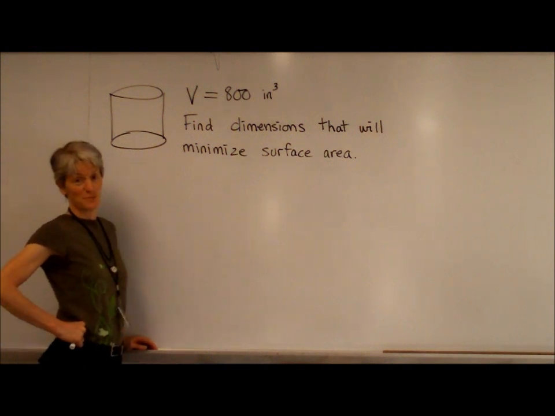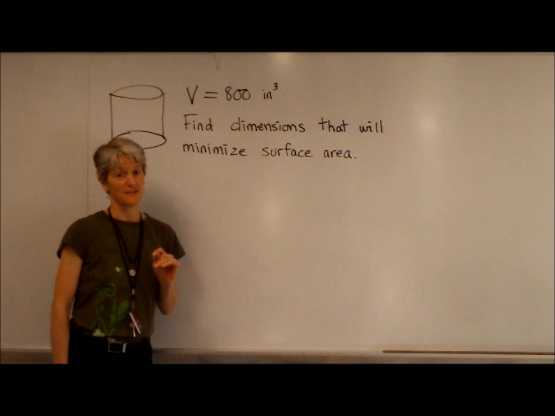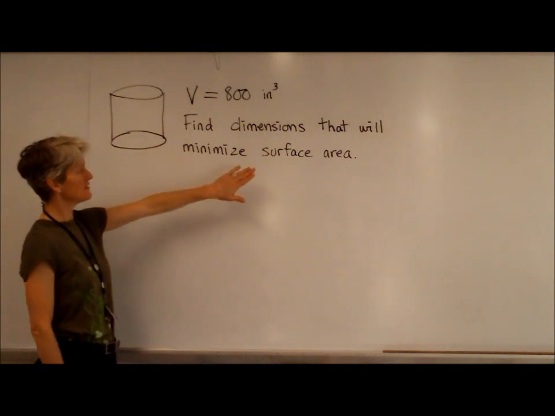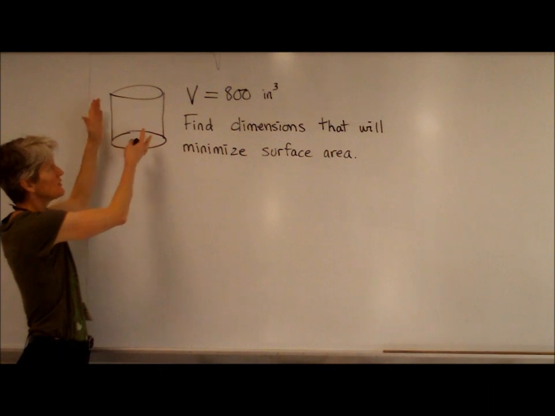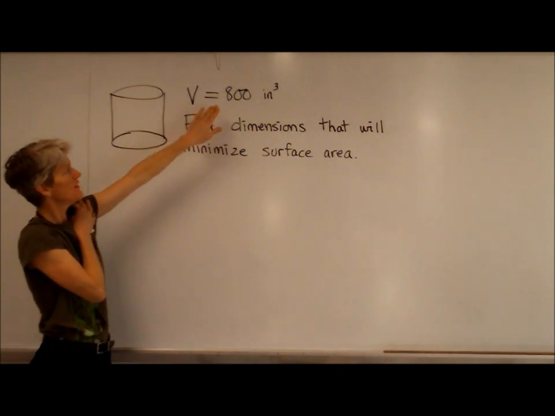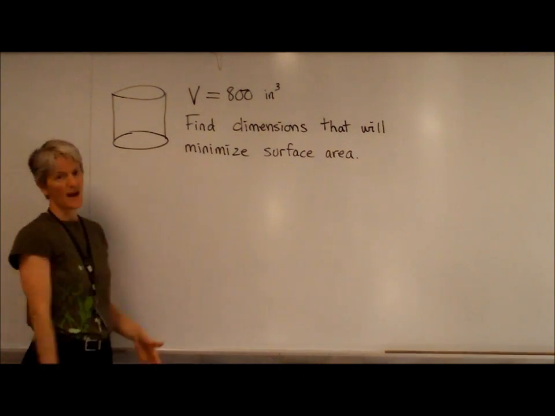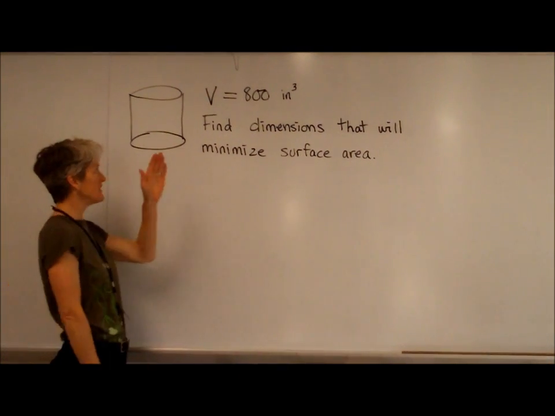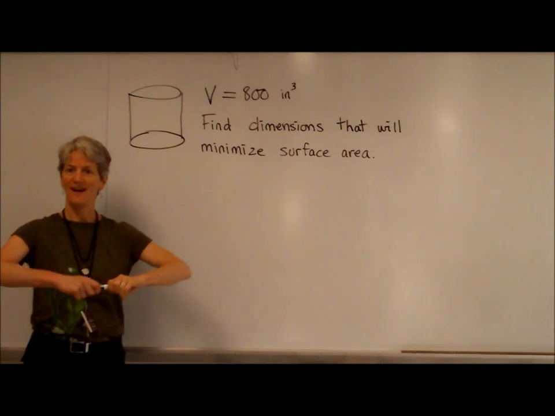Another optimization problem. I want to minimize my surface area. So I'm looking for the dimensions that will minimize the surface area, the material I need to use to make this cylinder, given that the volume is 800 cubic inches. This could be made out of cardboard, metal, who knows what, but I want to save money, save resources. I want to minimize the surface area.